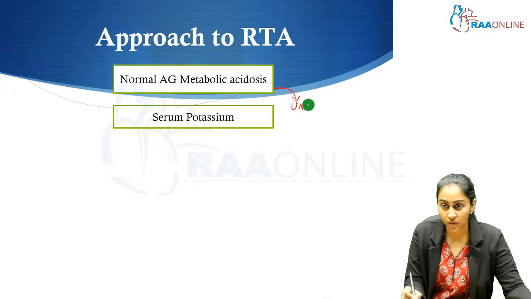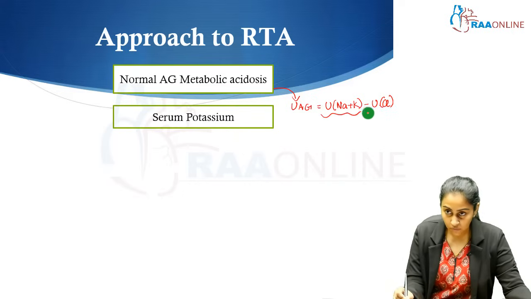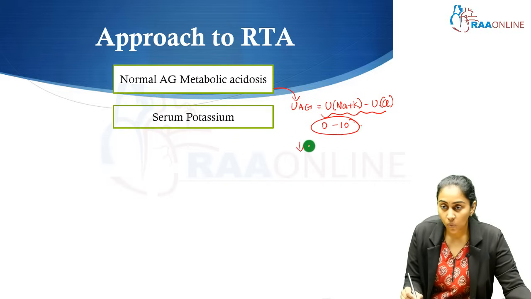Now what is a urine anion gap? Urine anion gap is nothing but, in the urine, you take the sum of the cations, sodium and potassium, minus the anion, which is chloride. So this is going to give you a urine anion gap. This urine anion gap is normally 0 to 10. Now remember, the lower the urine anion gap, the more ammonium there is in the urine. The higher the urine anion gap, the less ammonium there is in the urine. We are talking about ammonium secretion in the urine.